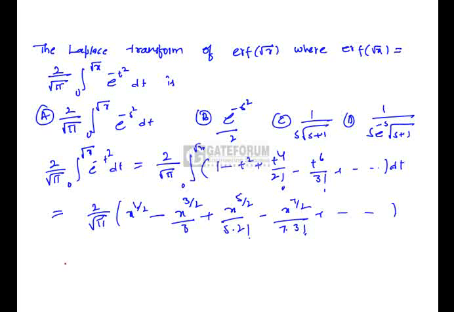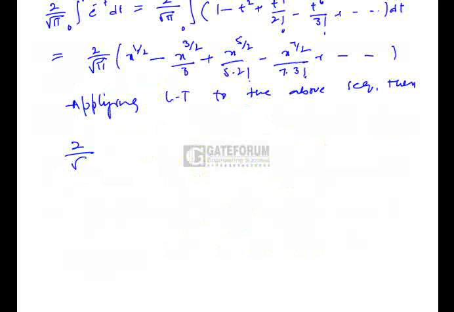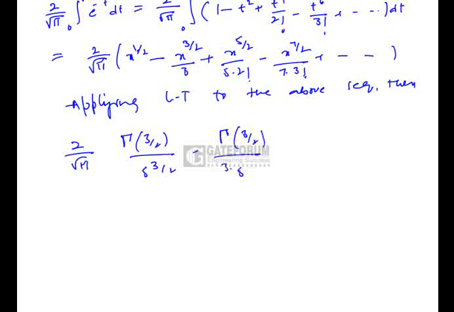Now, applying Laplace transform to the above sequence, it will be 2 by root pi times gamma 3 by 2 by s power 3 by 2. Similarly, gamma 5 by 2 by 3 into s power 5 by 2, plus gamma 7 by 2 by 5 times 2 into s power 7 by 2.